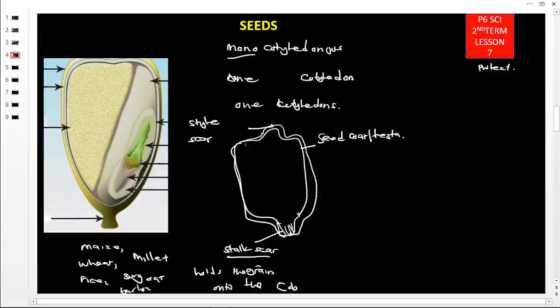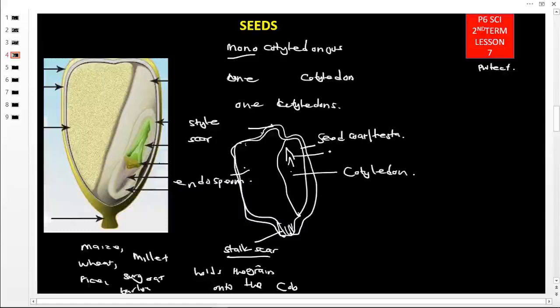Then this entire part here is divided into two portions. This one is a cotyledon, so it has only one cotyledon. Then this largest internal part is called the endosperm. So it has the style scar, the endosperm, the cotyledon, the seed coat or the tester, then the stalk scar. Then inside the cotyledon we have two parts.